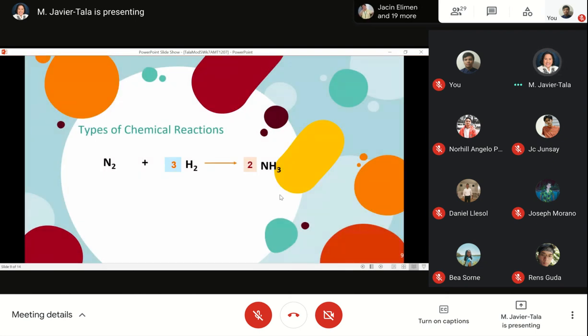If you recall, our first chemical reaction was this: nitrogen gas and 3 moles of hydrogen yields 2 moles of ammonia. As you can see, nitrogen and hydrogen gas just combined to form ammonia. So this type of chemical reaction is a synthesis or combination reaction. It means, class, when two elements are combined to form a product, that is synthesis or combination.